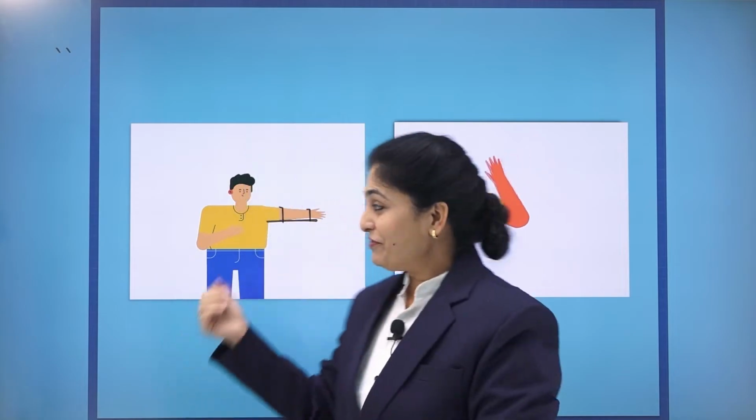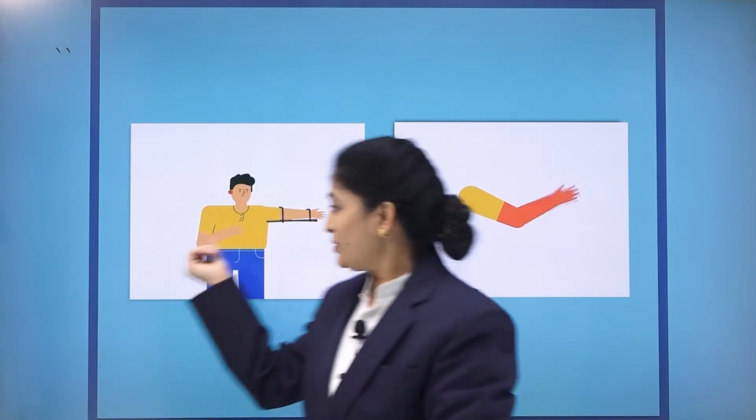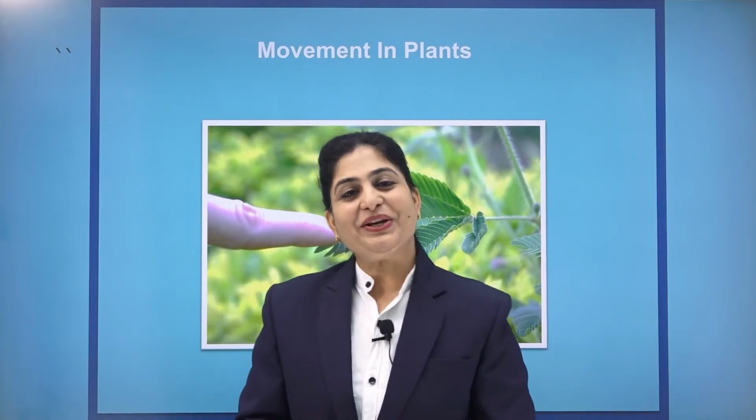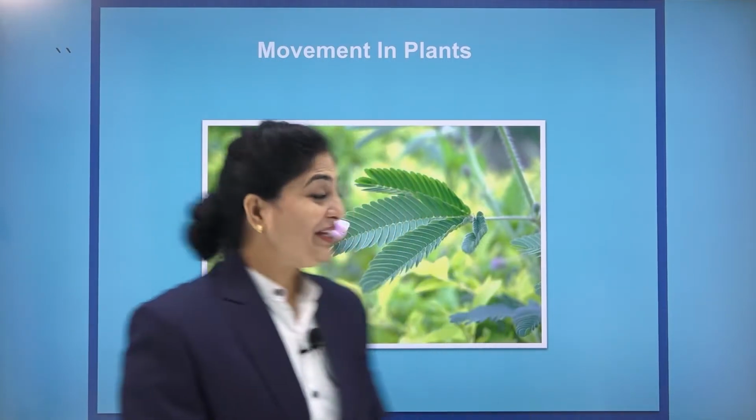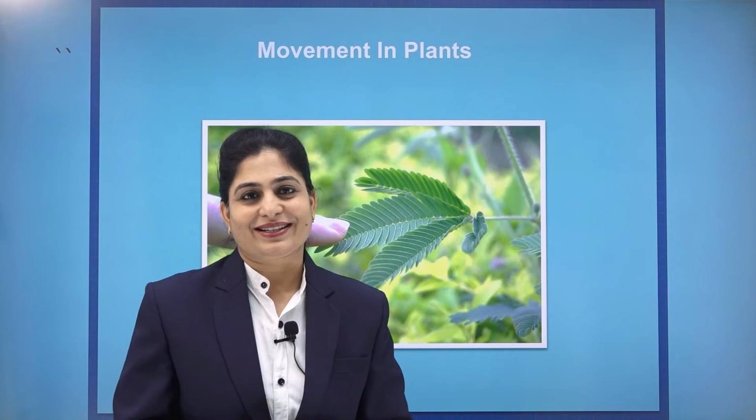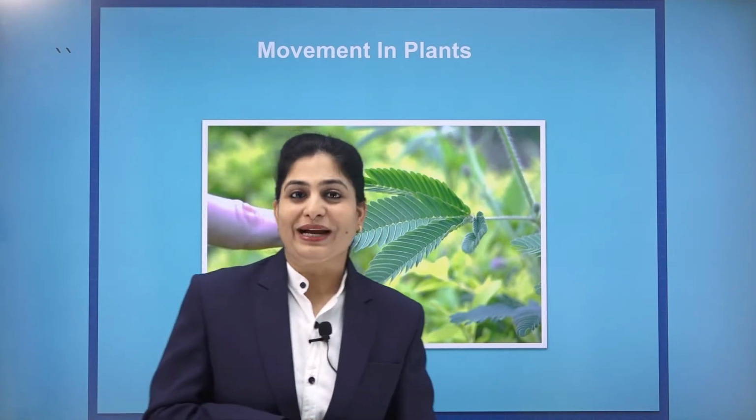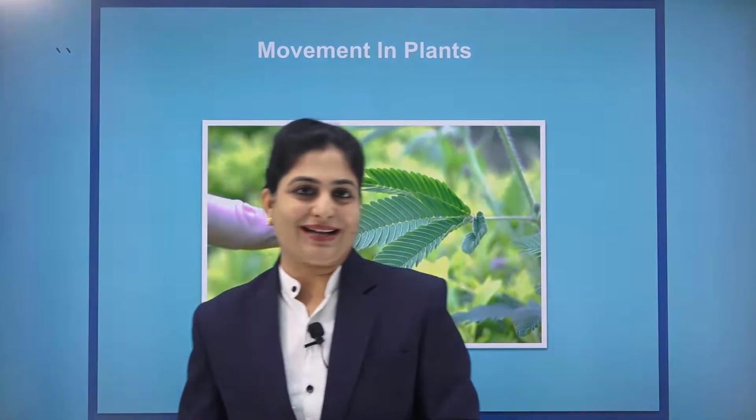So, why is this so? Because we have restricted the movement just by tying our hand with this piece of wood. Okay? Let's move further. Let us see another example. Touch me not plant. What will happen when you touch the leaves of this plant? Their leaves drop down. So that is a movement shown by the leaves of the touch me not plant.